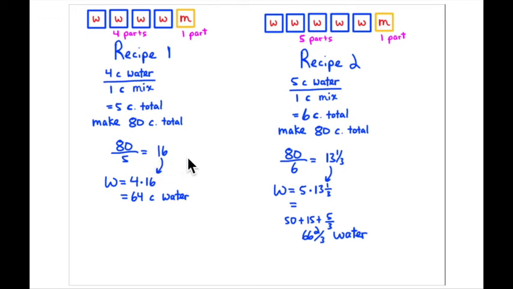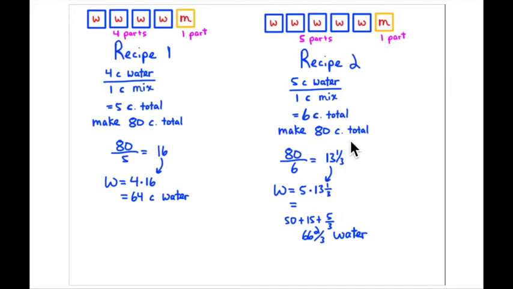So I can use all 16 cups that I have, throw them into the container, add 64 cups of water. 4 times 16, so you need 4 times as much water. It's going to give me 64 cups of water. Add the 64 cups of water, and I make 80 total cups of lemonade.